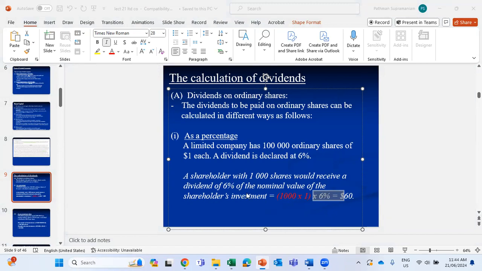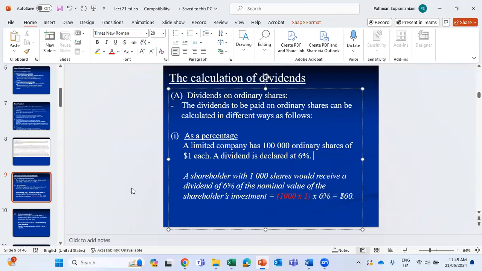Yes. Good. Okay. So to this shareholder, the company pays $60. But to total shareholders, it will be 100,000 times 1 times 6%, which will be how much? 6,000, right? So which means the company pays $60 to this particular shareholder and the balance 5,940 to the other shareholders. So altogether $6,000 dividend. Okay.